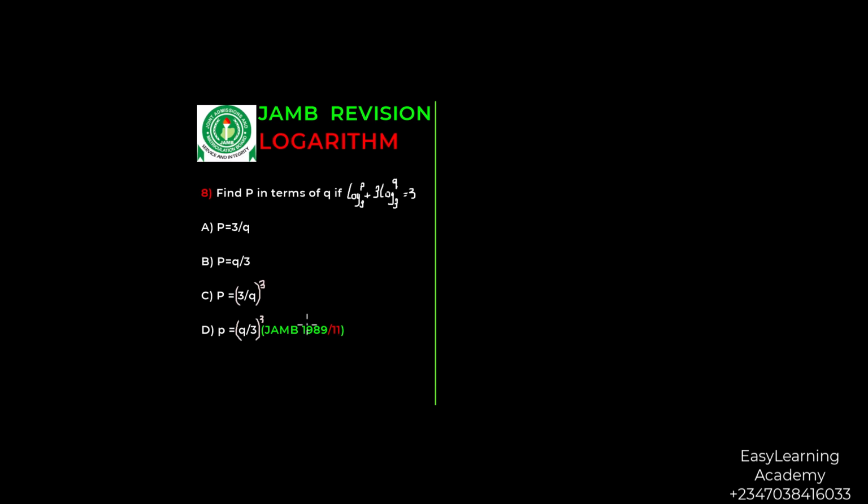Okay, so JAMB 1989 question is before us, and this was question number 11, and we have to find P in terms of Q. If log P base 3 plus 3 log Q base 3 is equal to 3.